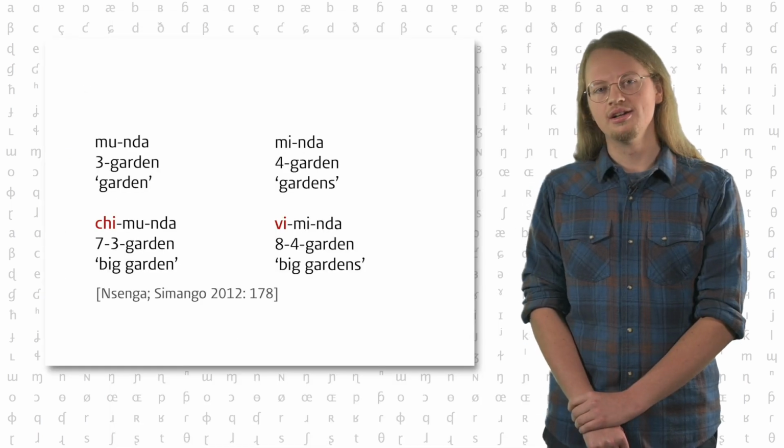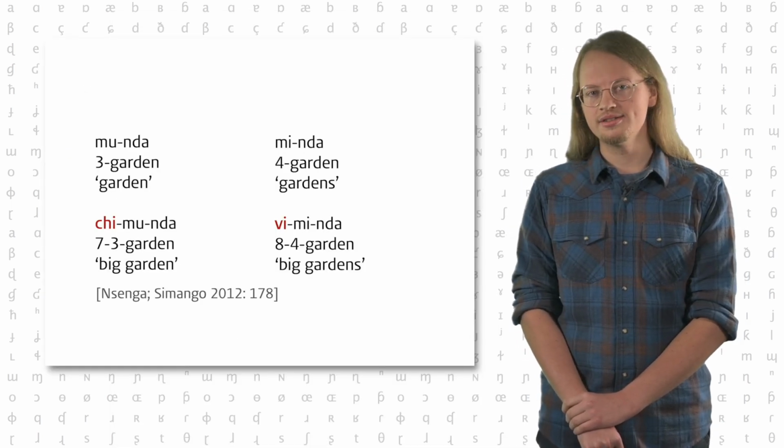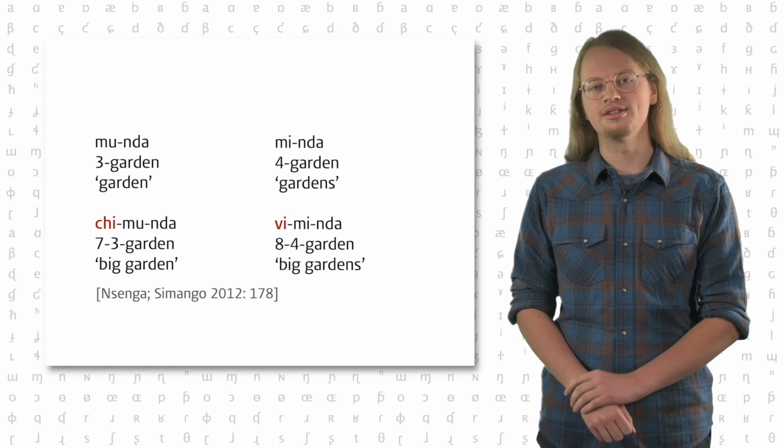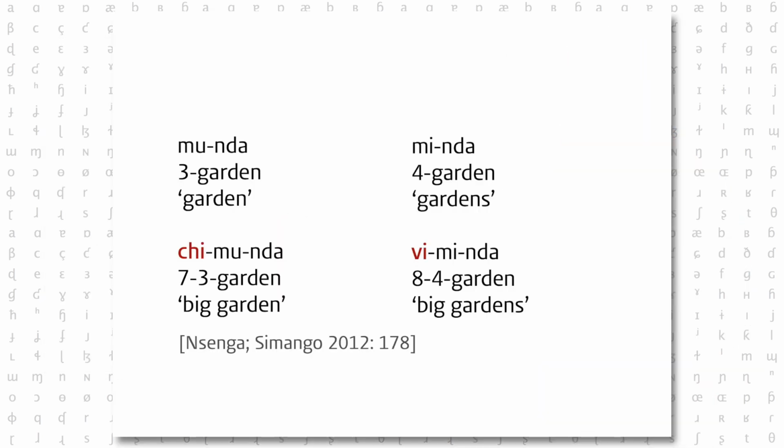In Nsenga, nouns can be put into classes 7 and 8 to derive augmentatives, indicating a large size. Munda is a normal garden, but Chimunda refers to a big garden. Note that the class 7 prefix is added on top of the class 3 prefix. The classes that are used to indicate size vary from language to language. Sometimes 5 and 6 are used for augmentative, and 7 and 8 for diminutive. This is language specific. So for Bantu languages, noun classification is determined by a wider range of factors.